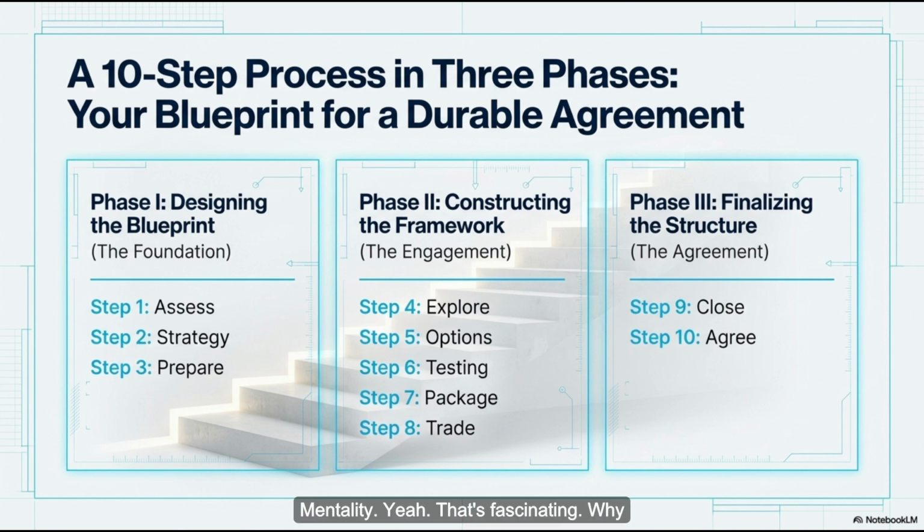Mentality. That's fascinating. Why is that so important in the strategy phase? Because negotiation is inherently stressful. Mentality is about making sure your team stays emotionally detached, disciplined, focused on objective criteria, not personalities. And I guess adaptability is for when the other party throws a curveball. Precisely. These principles are the backbone. They keep the whole process from falling apart when the pressure really ramps up.